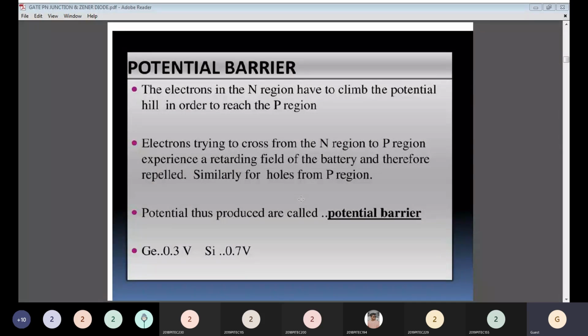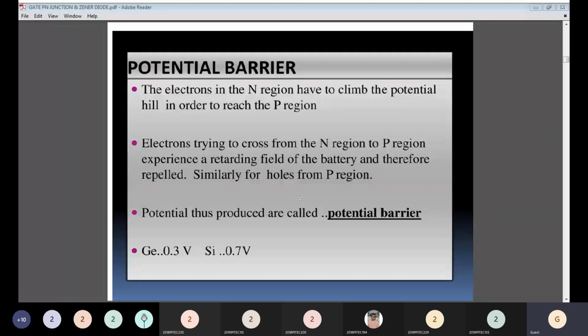Next, we move on to the potential barrier. The electrons in the N region have to climb the potential hill in order to reach the P region. We saw that there is a depletion layer in between the P-type material and the N-type material. When a bias is provided, the charge carriers from the N-type material, that is free electrons, tend to move to the P region to combine with the holes. But in between, a depletion layer is provided. The depletion layer is also called a potential barrier. It has to climb the potential barrier to reach the P region.